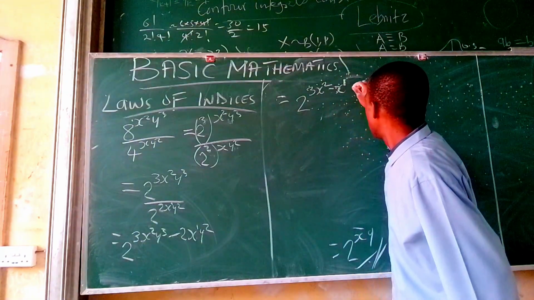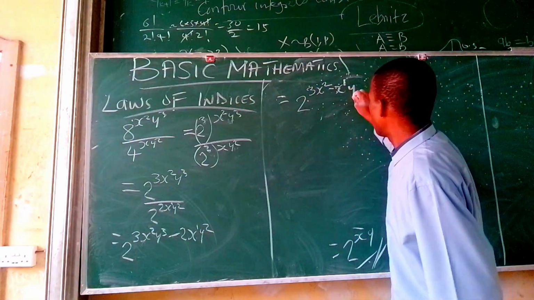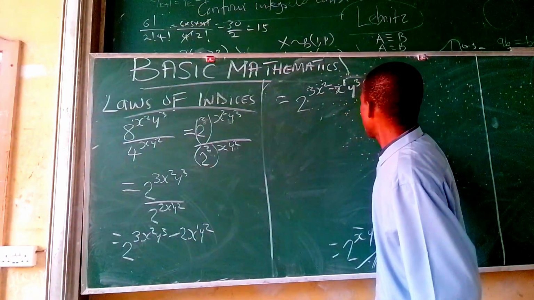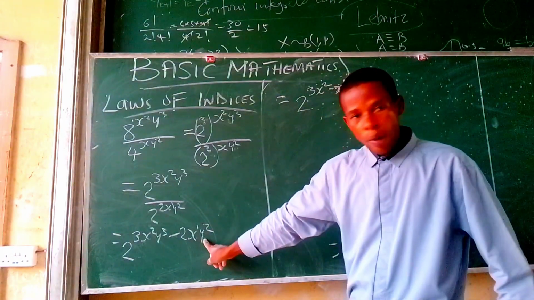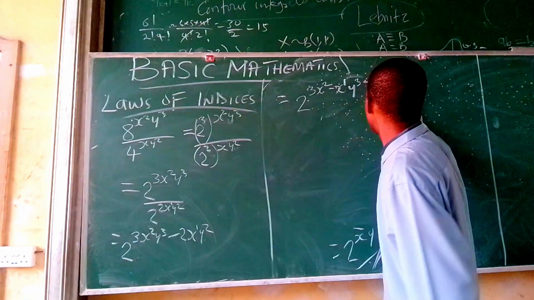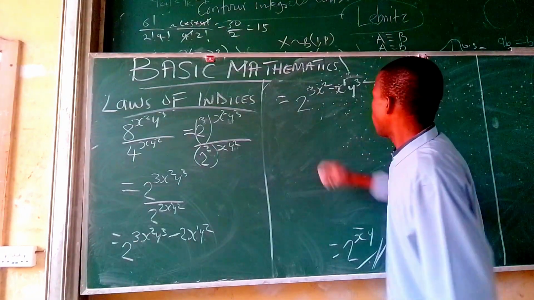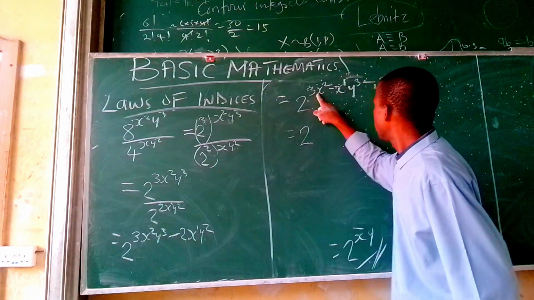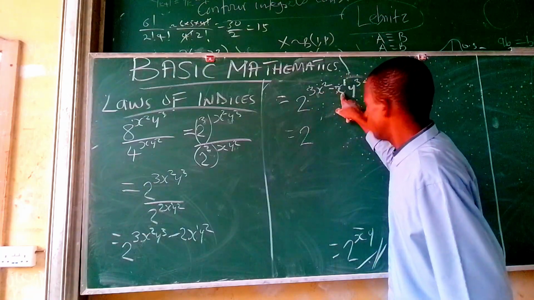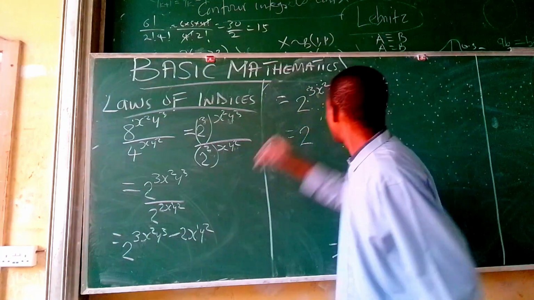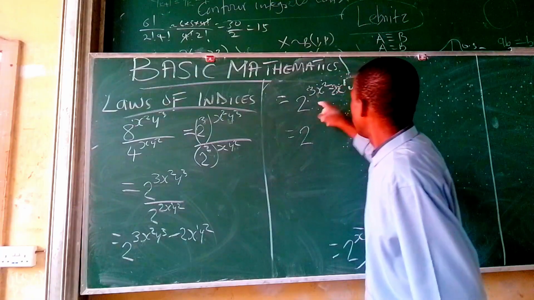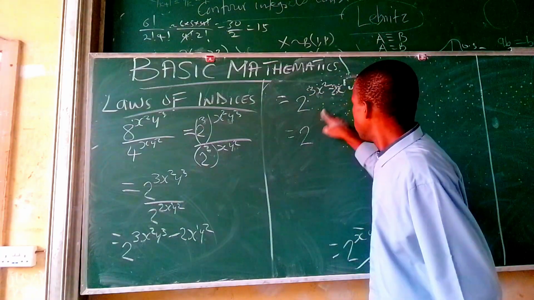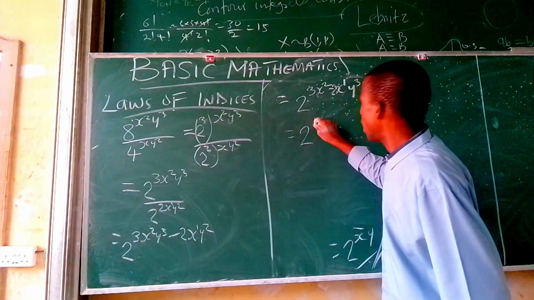Now we come to y. But you know that our y was multiplying the terms, right? Y to the power of 3 minus y to the power of 2. Now we are going to have 2 to the power of 3, minus 2y, this is 2y rather, 2x. 3 minus 2 is 1, right? 3 minus 2 is 1, right?